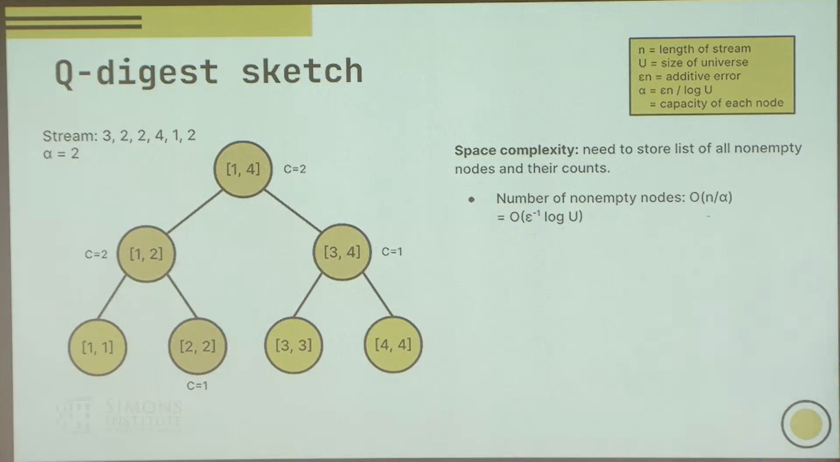And because this is a binary tree, the number of non-empty nodes is at most O of the number of parents of non-empty nodes. And the parents of non-empty nodes are all full nodes with alpha elements, so there are at most n over alpha of them. And so in turn, the number of non-empty nodes is also at most n over alpha, which comes out to epsilon inverse times log u.